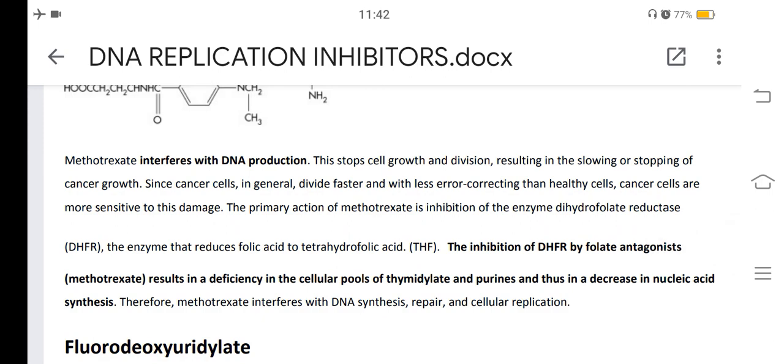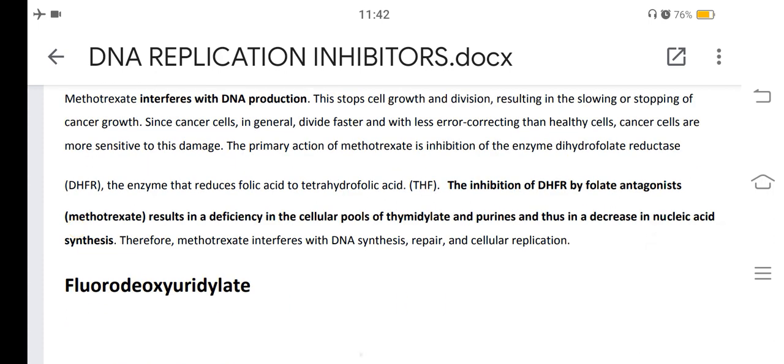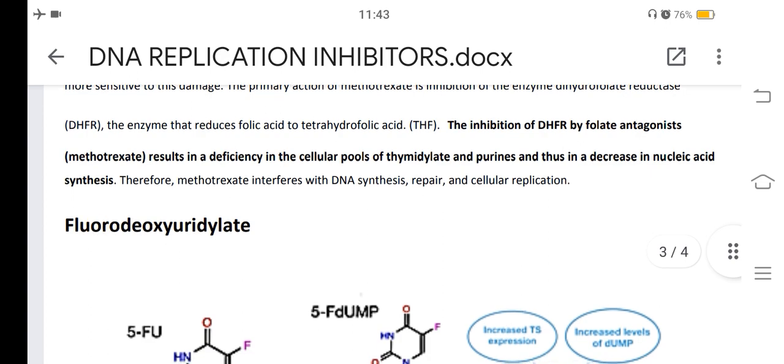Since cancer cells in general divide faster and with less error correcting than healthy cells, cancer cells are more sensitive to this damage. The primary action of methotrexate is inhibition of the enzyme dihydrofolate reductase, DHFR, the enzyme that reduces folic acid to tetrahydrofolic acid. The inhibition of DHFR by the folate antagonist methotrexate results in a deficiency in the cellular pools of thymidylate and purines and thus a decrease in nucleic acid synthesis. Therefore, methotrexate interferes with DNA synthesis, repair, and cellular replication.